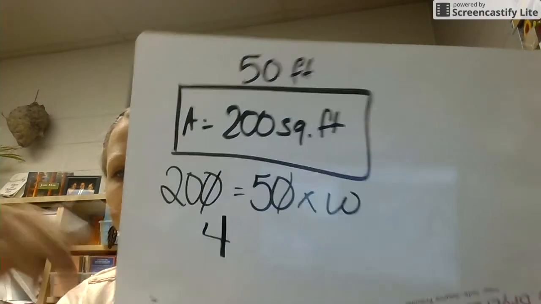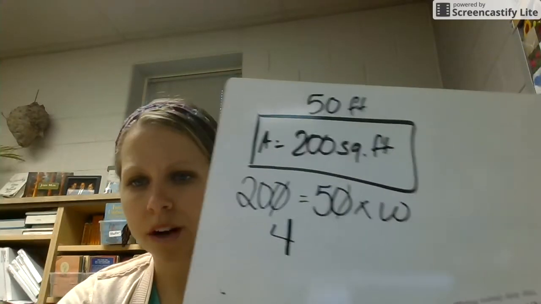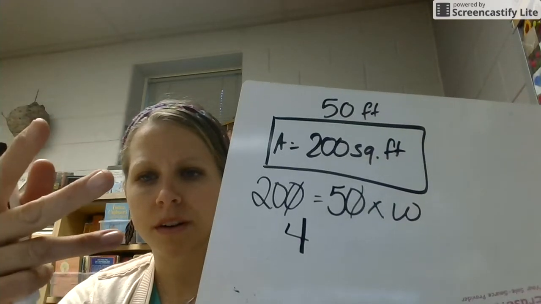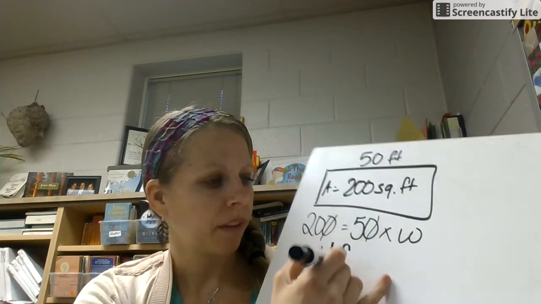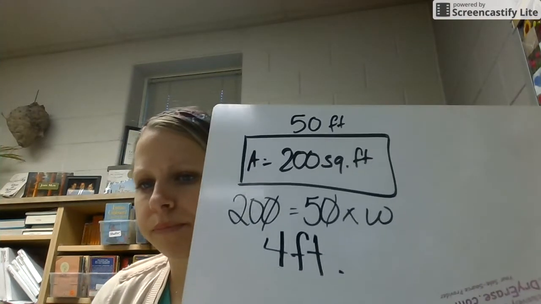So 4 times 50: 50, 100, 150, 200. Okay, that was 4 times. Would be my answer, 4 feet. Hopefully you guys are doing pretty well with this. And I'm guessing that if you are decent at your facts, you are decent at finding these answers, right?